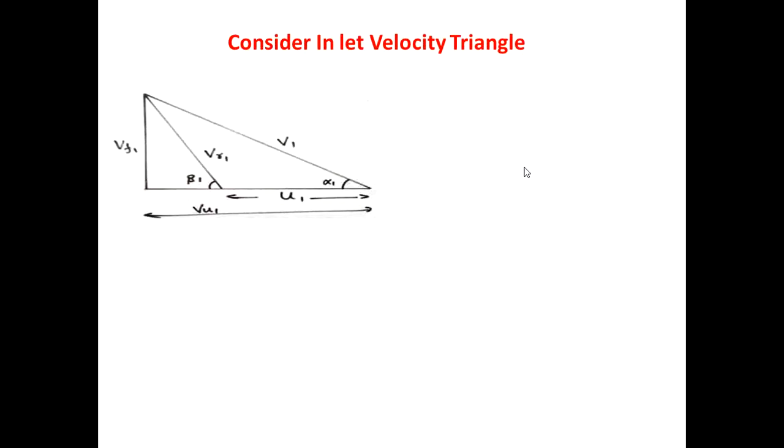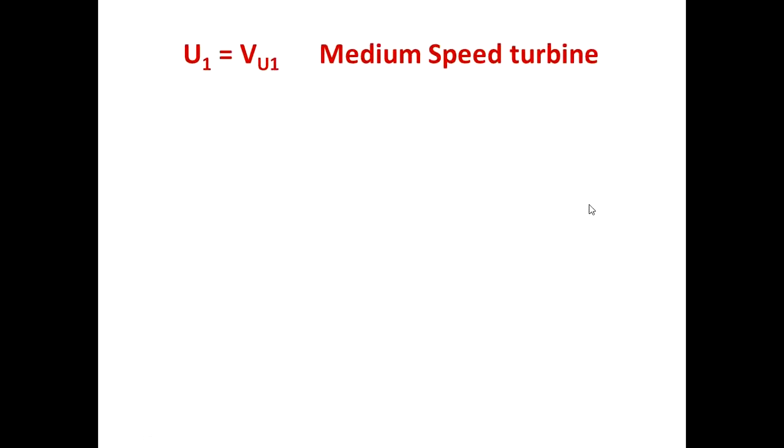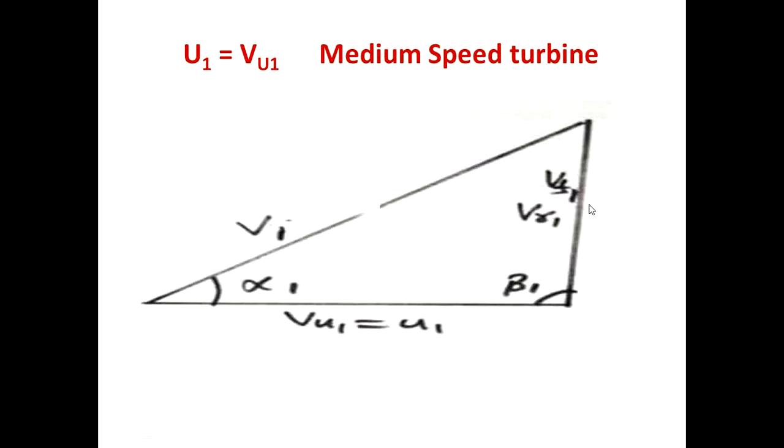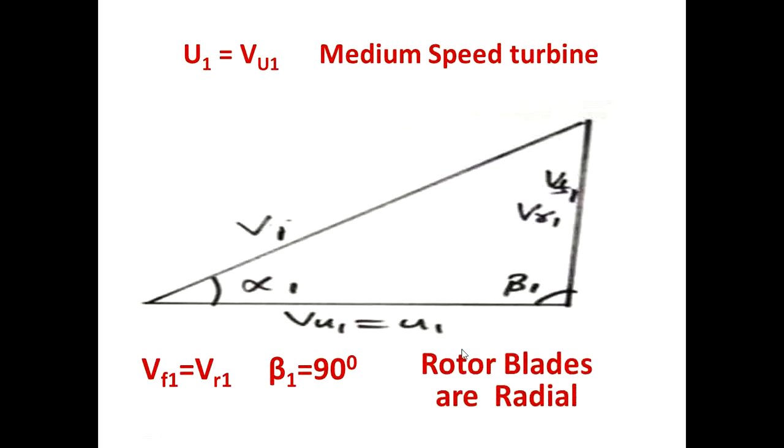Next, consider inlet velocity triangle like this. This one is low speed. Medium speed means u1 is equal to vu1. Therefore, the vr1 will come to this particular point. That is, beta 1 will be 90 degree. Keep in your mind, alpha 1 will never be 90 degree for a turbine. Vf1 is equal to Vr1. Beta 1 is equal to 90 degree. That means rotor blades are radial.